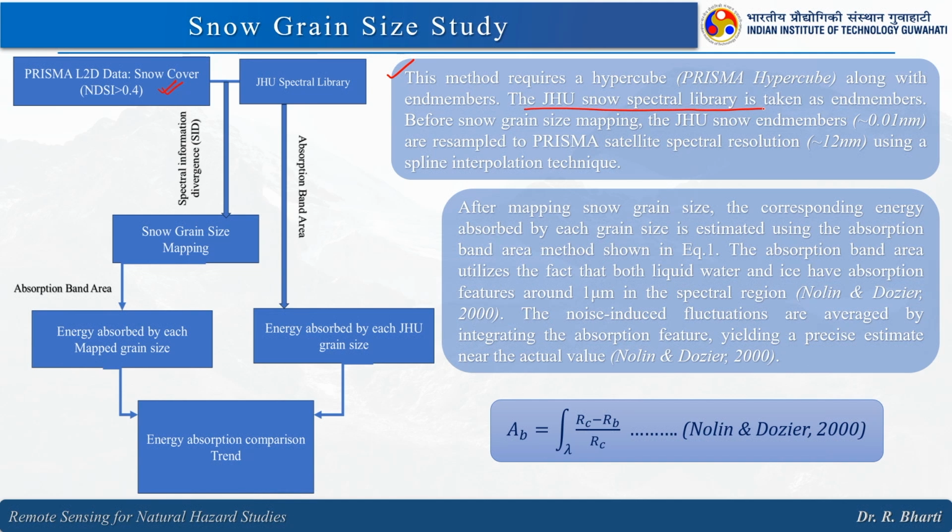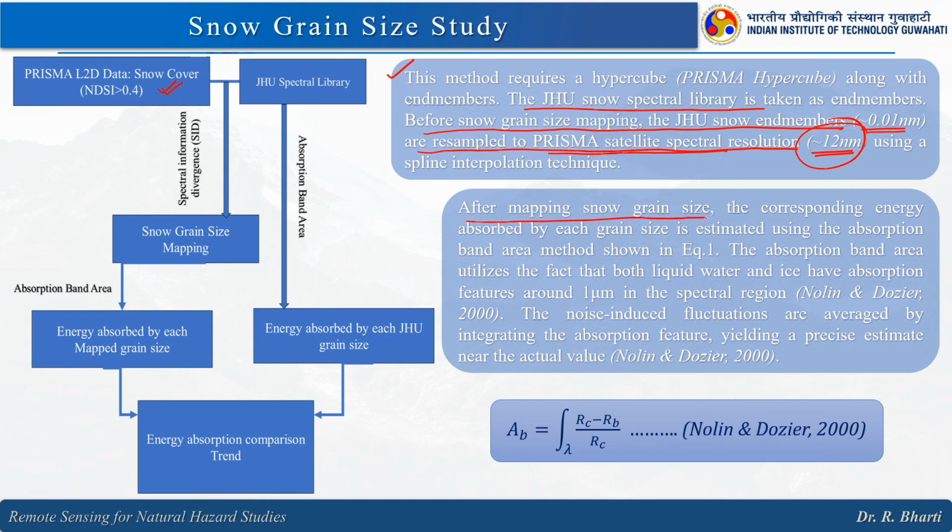and then the GHU spectral library was referred to for the spectral signature of different grain sizes. Before snow grain size mapping, the GHU snow end members are resampled to PRISMA satellite spectral resolution, that is basically 12 nanometer, but the GHU library has 0.01 nanometer sampling. So, we have to convert it to 12 nanometers so that it will match with the PRISMA satellite data.